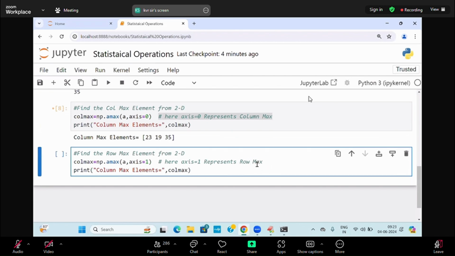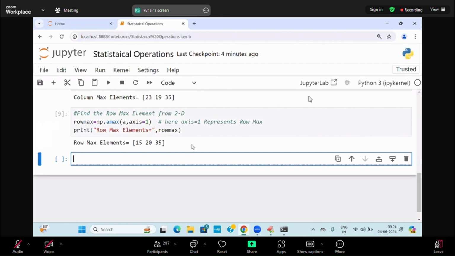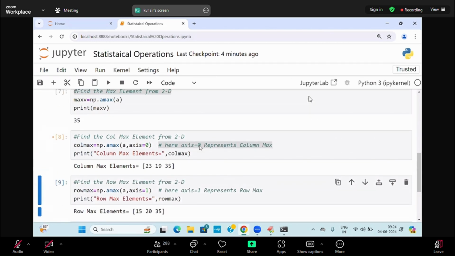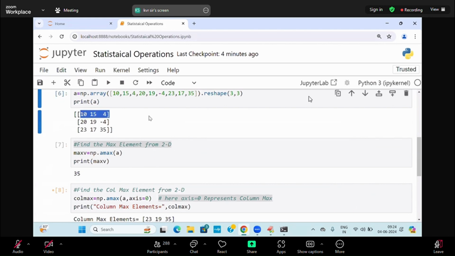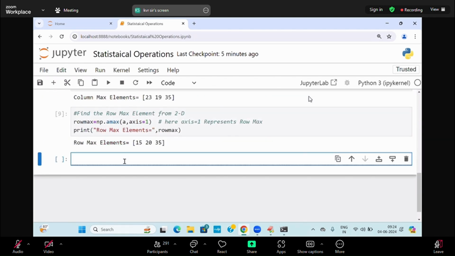Now just try to print row max. Any variable name is fine. I'll write row max elements and print the data. The first row max element is 15, the second row max element is 20, and the next row max element is 35.